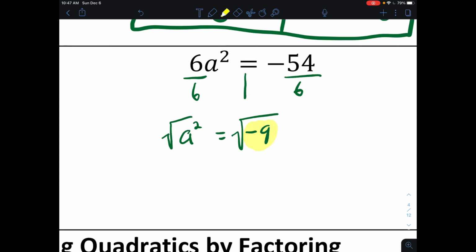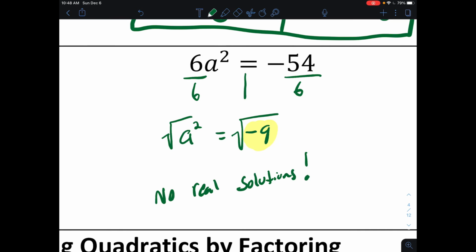The square root of a negative number. So I'm asking myself, what number times itself will make a negative value? And the answer is no number, no real number can be squared to make a negative number. Now we have imaginary solutions, but that is more along the lines of an Algebra 2 course or Math 2. So anytime I'm taking the square root of a negative value, what I would write here is no real solutions.